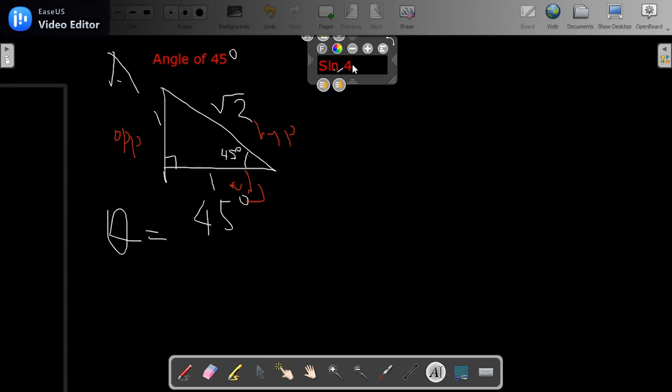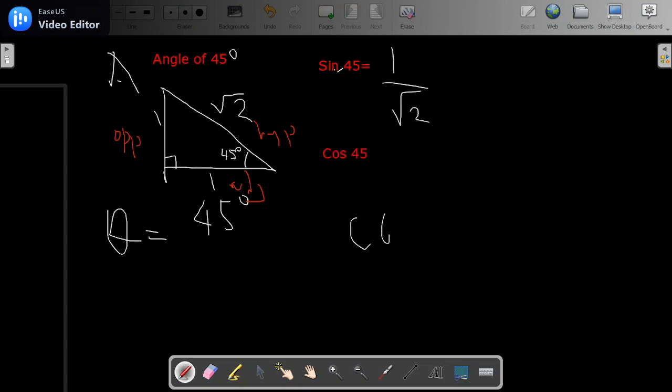So how do you work with cos 45? You should be able to determine that. I said earlier that cos works with the adjacent over the hypotenuse. So cos 45 is equal to adjacent over hypotenuse. The adjacent is 1 and the hypotenuse is root 2. So that is it, 1 over root 2.